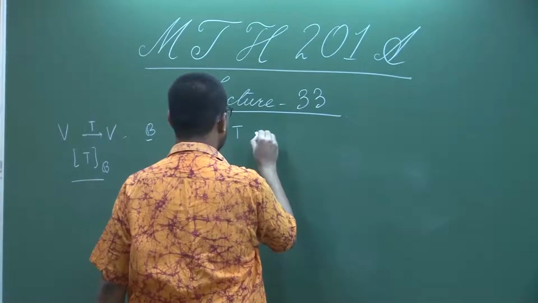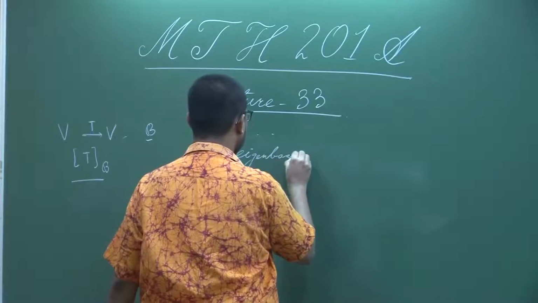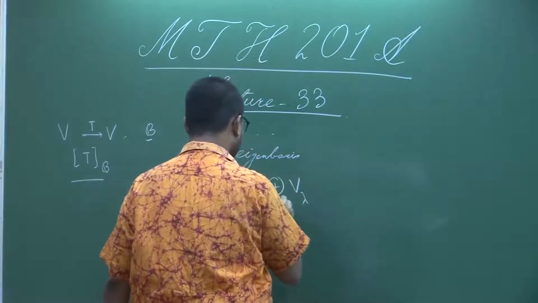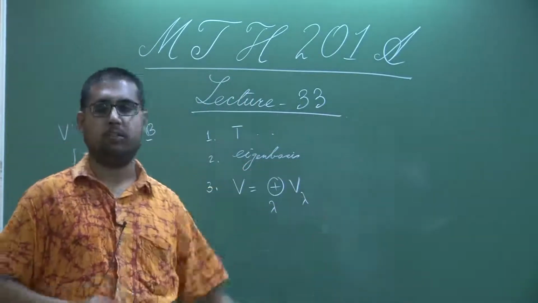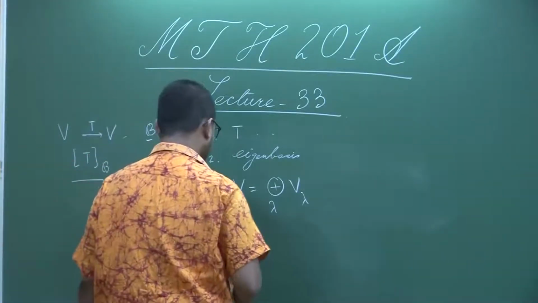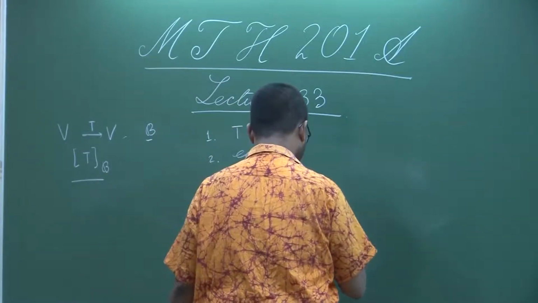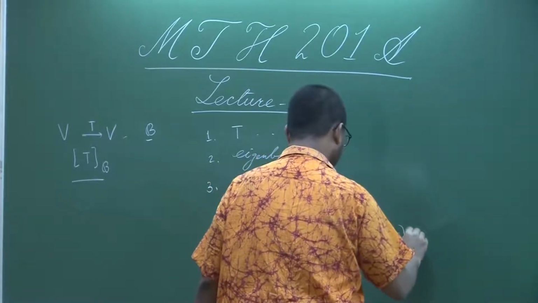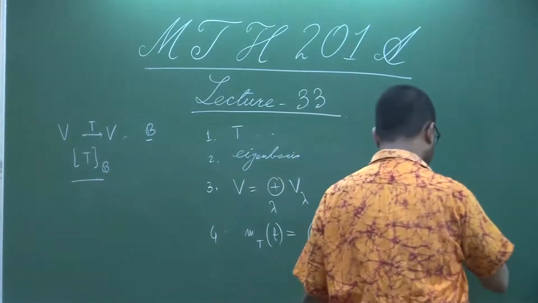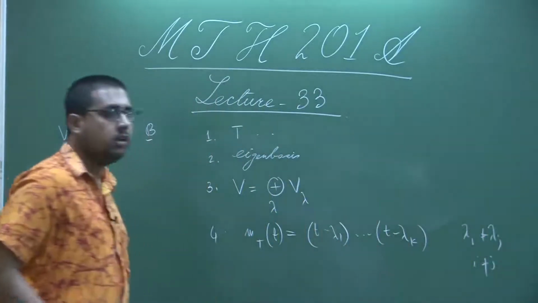One was T is diagonalizable, the other one was it has an eigenbasis. The third was V can be decomposed into the direct sum of the eigenspaces, where lambda runs over all eigenvalues of T, and then finally the minimal polynomial of T is of this form, where lambda i are not equal to lambda j.